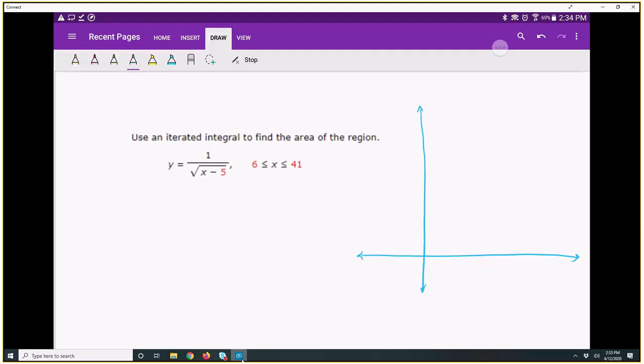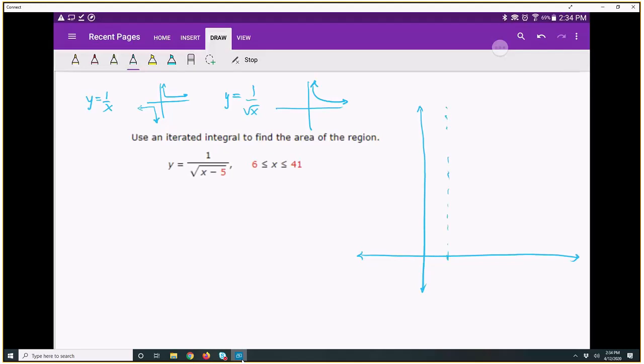So the graph of the function 1 over square root of x minus 5, I know that the graph of 1 over x has the shape of a rectangular hyperbola. Looks sort of like that. The graph of 1 over square root of x is very similar, except I just get this branch here. And now I have 1 over square root of x minus 5. That just means I shift this graph 5 units to the right.